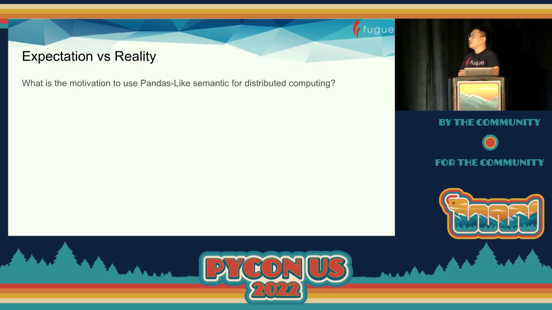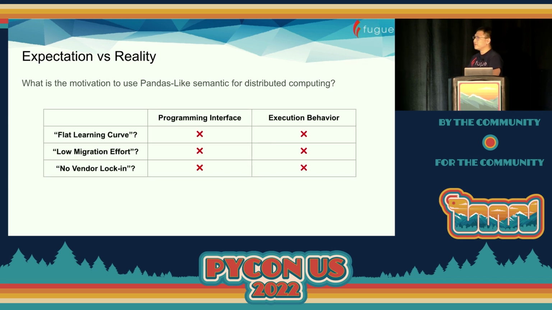So what is the motivation to use Pandas-like semantics for distributed computing? Flat learning curve, low migration effort, no vendor locking. So as you see from the previous example, only if you are using Hello World examples will you find it has a flat learning curve. You can have a drop-in replacement for the Pandas import. But if you use anything that is a little bit advanced, you will see a lot of inconsistency on the interface, and you will see even bigger differences in the execution behaviors. Then you have to write the backend-specific code, workarounds, and then you have to optimize towards one backend.